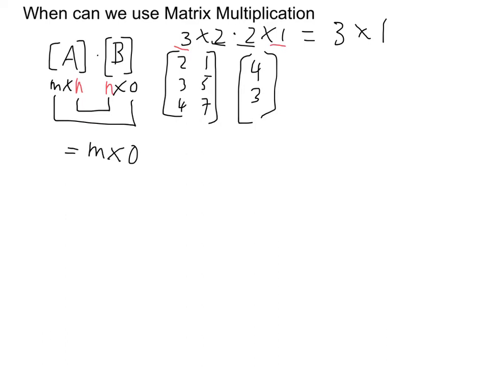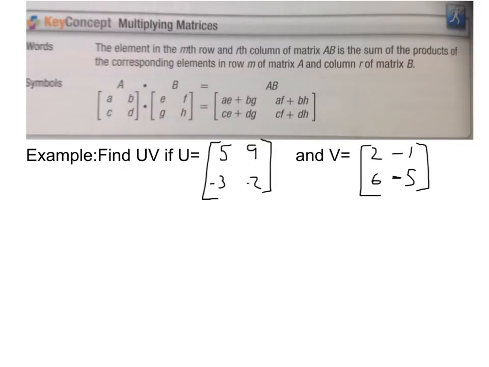So that's how we know, number one, can we multiply matrices? The inner dimensions have to match. And number two, what does it actually give you? That's the first thing you need to understand before we can do any matrix multiplication: the inside dimensions match, the outside dimensions are the result. Now, how do we actually multiply the matrices?